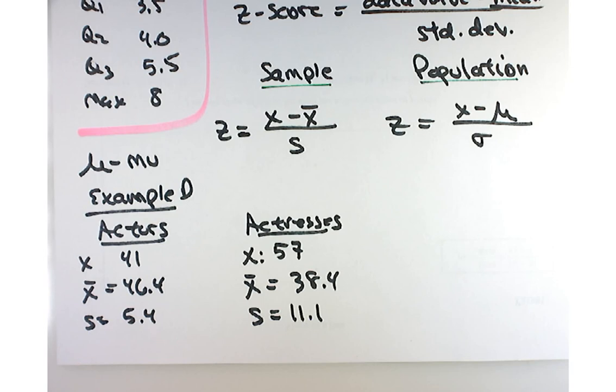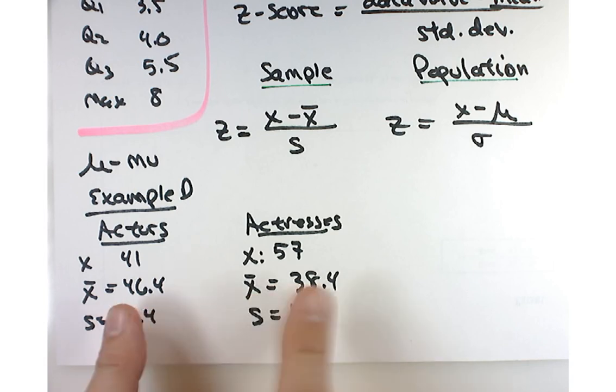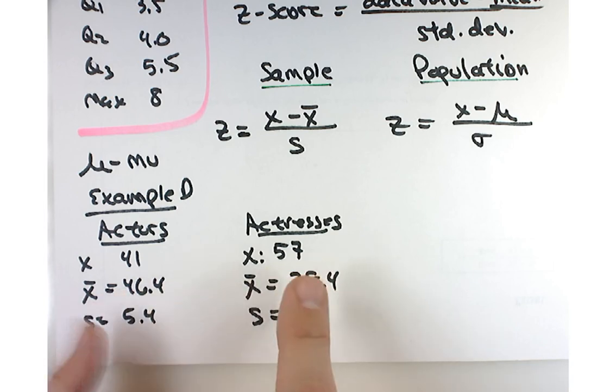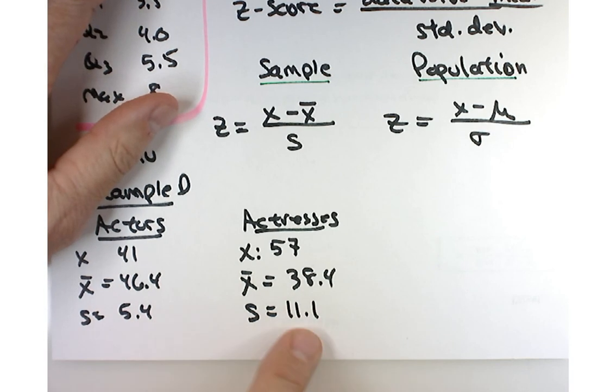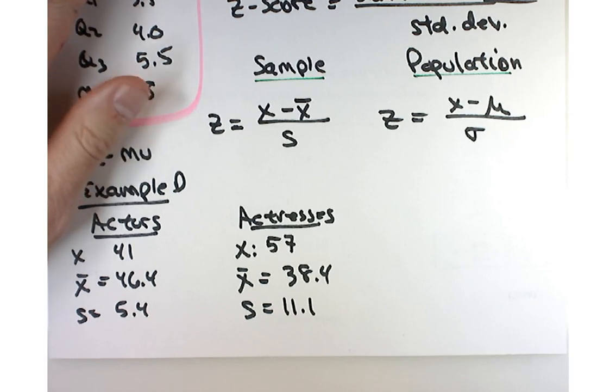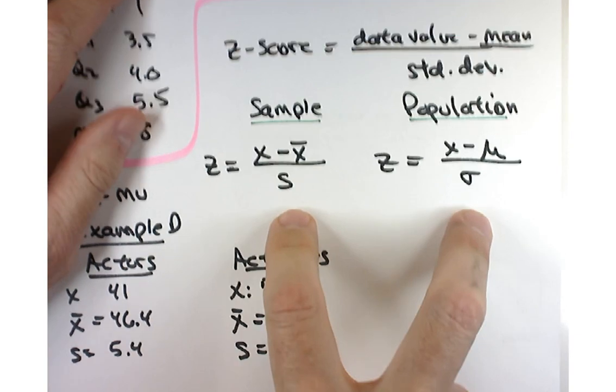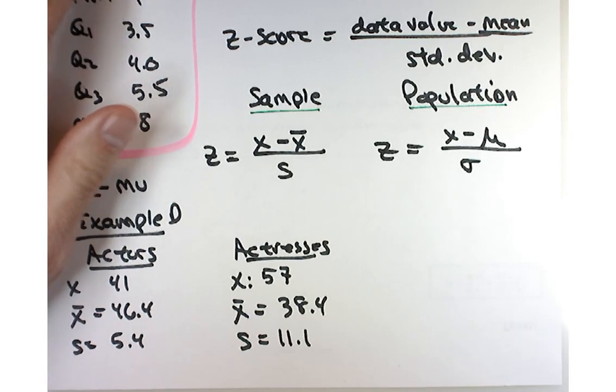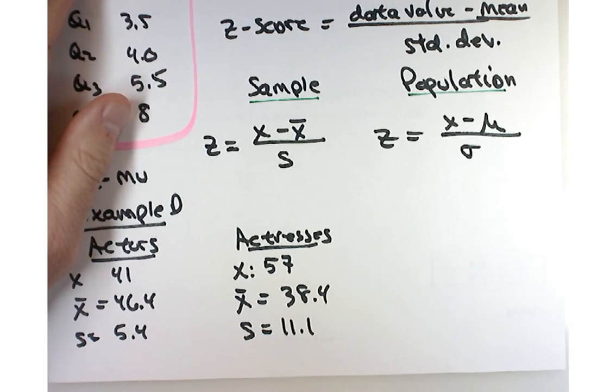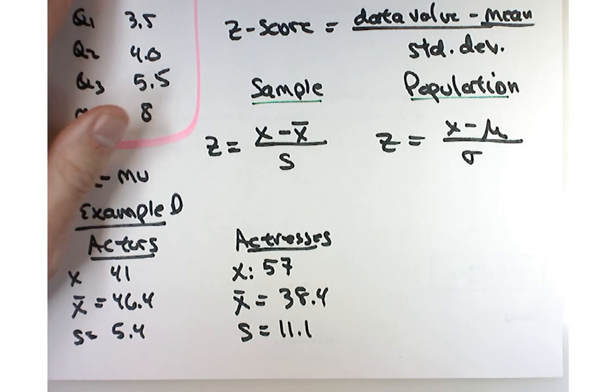Great. Let's do a little calculation for some z-scores and try and compare these things on z-scores. Relative to their own data sets, you've got different means and different standard deviations. But when you standardize things by calculating a z-score, you can now compare these things and find out which one's more extreme relative to your data set.